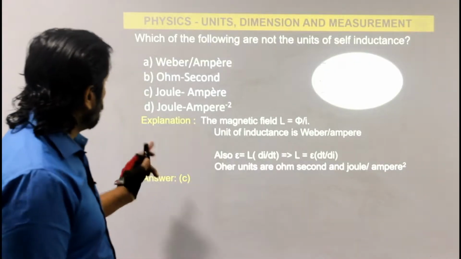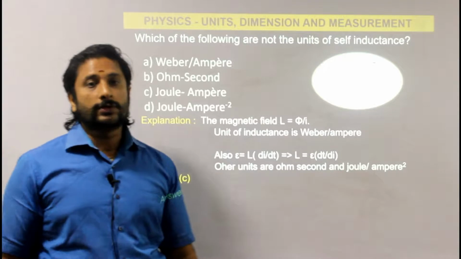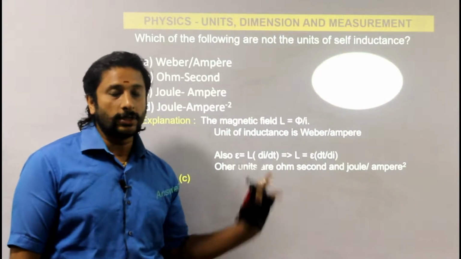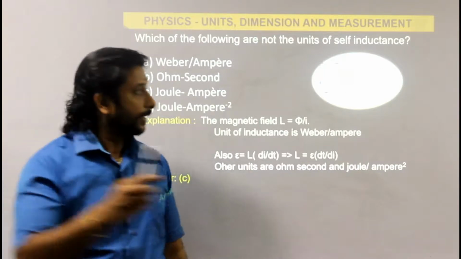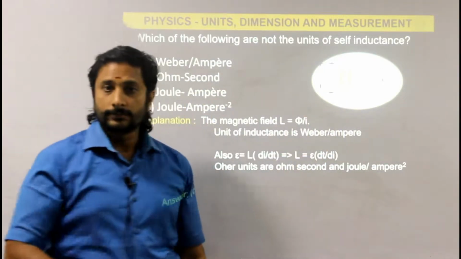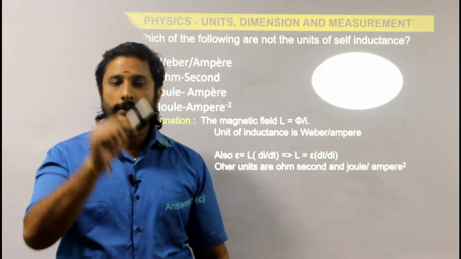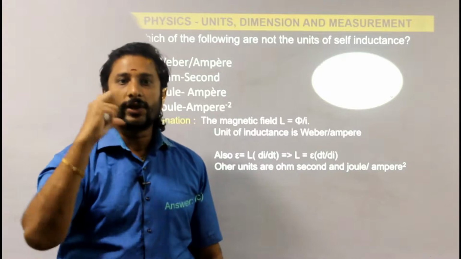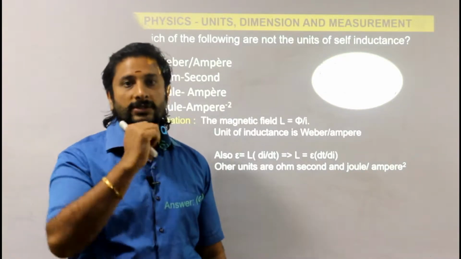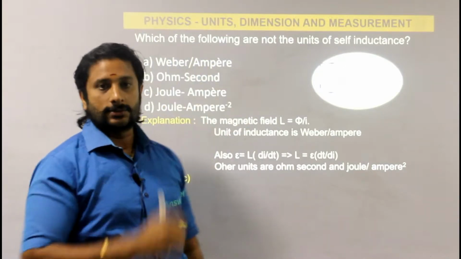The next question: which of the following are not the units of self-inductance? Before telling about the question, we need to discuss what self-inductance is. See, I have a coil, one coil. If any electricity or magnetic power is given to this coil, a flux is created, a magnetic moment is created. They term it as inductance.